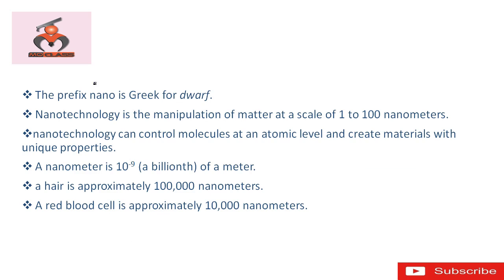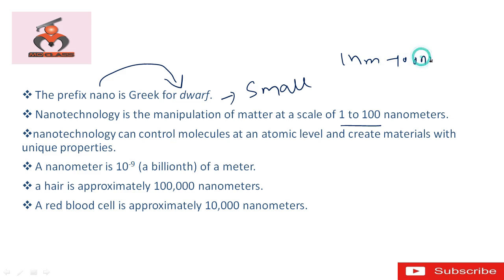In nanotechnology, this term nano is brought from the Greek word for dwarf. Dwarf means small. So here we are taking nanotechnology materials in the range of 1 to 100 nanometers, because from 1 nanometer to 100 nanometers we can have a number of nanomaterials which are helpful for our nanotechnology products, which will be useful for society.